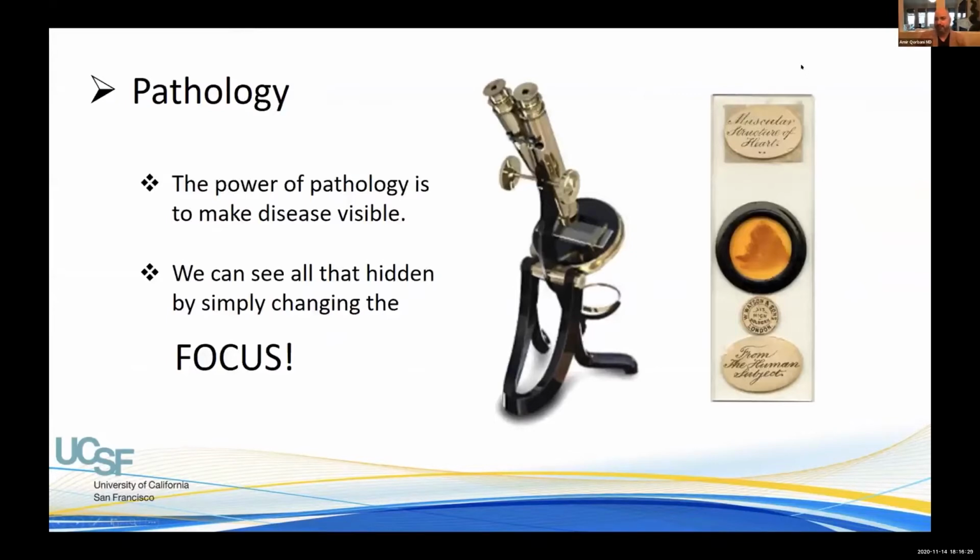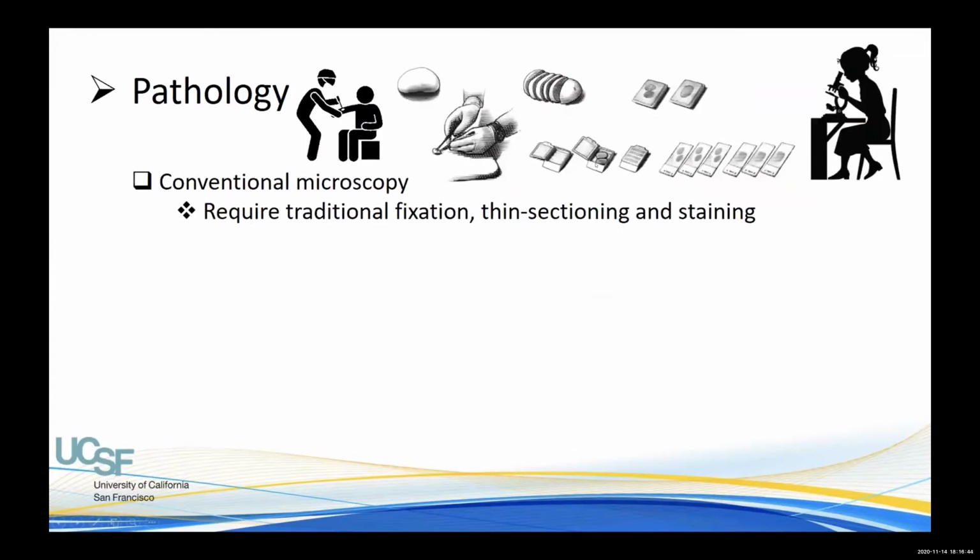Just about pathology. The power of pathology is to make disease visible, and the way it does that is by simplifying, changing the focus. For that reason, there are multiple types of microscopy we can use. Conventional microscopy, which has been around for almost 200 years, requires sampling from the patient, grossing the tissue, making a thin section, putting it on a slide, and viewing it on a regular microscope.